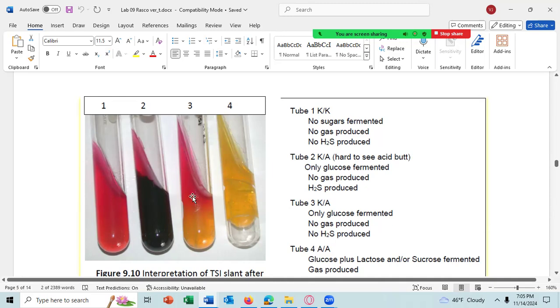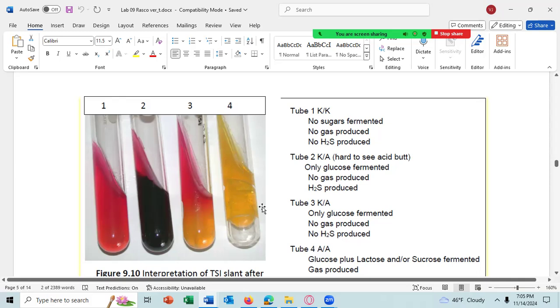Let's talk a little bit more about that one because this was an easier one to talk about. That's tube 4. Here we have A, meaning acid is produced on the slant, and A, meaning A over A, acid for the slant, A for acid being produced in the tube. That means fermentation of at least one sugar happened on the slant and in the base of the tube.